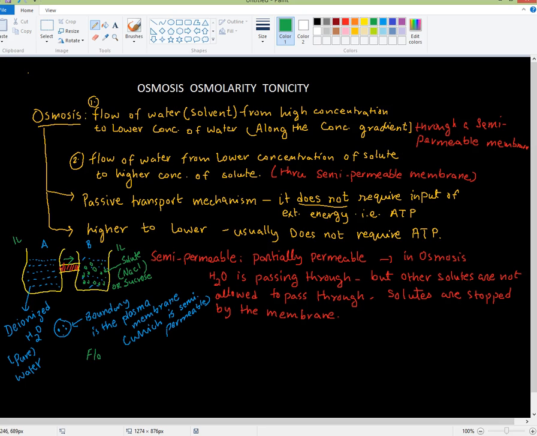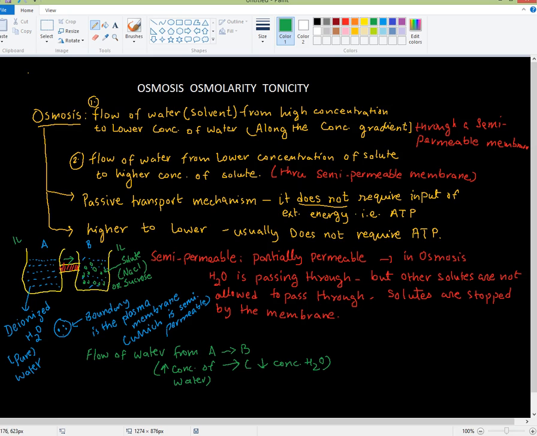So the flow of water from A to B. A is higher concentration of water relative to B. Okay, so here B is less concentrated H2O. So that's why the net flow is over there.